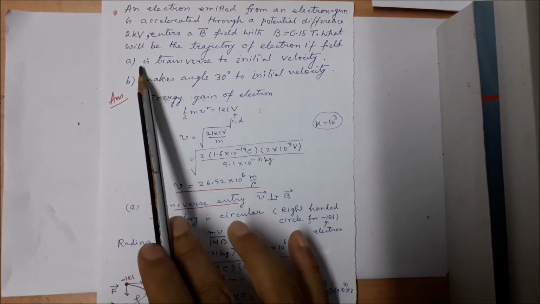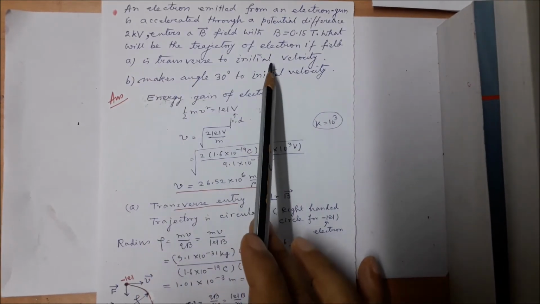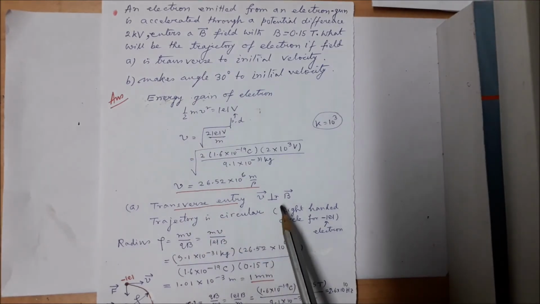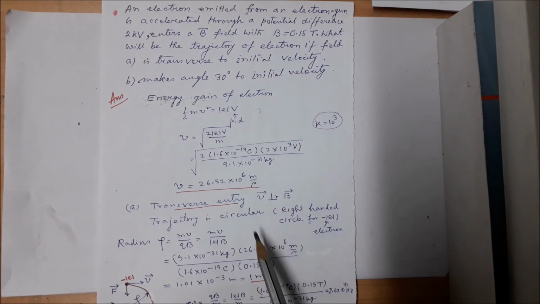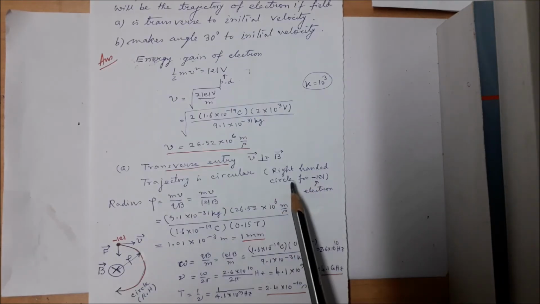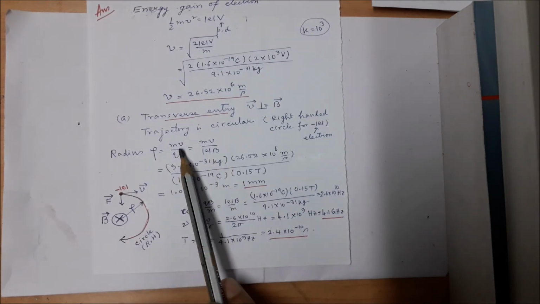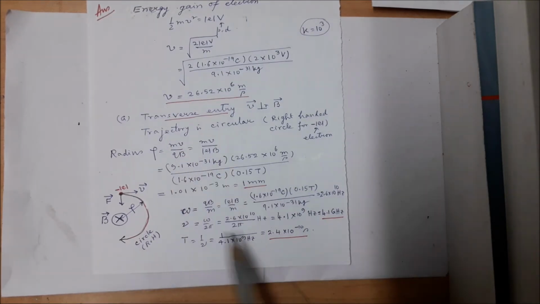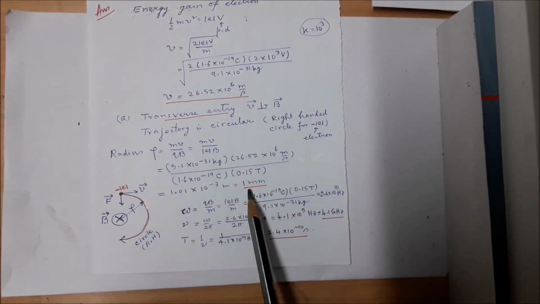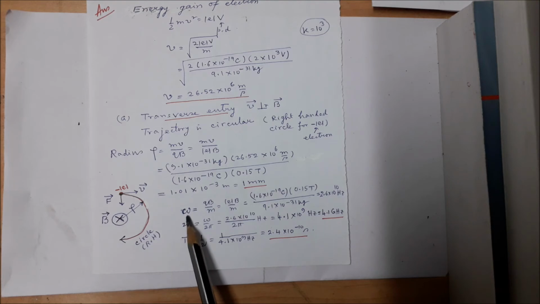Now in part A, the particle makes transverse entry, and transverse entry means v is perpendicular to B, so the trajectory is circular, and since it is an electron, it will be a right-handed circle, and the radius is as per the formula mv by qB, and if we put the values and simplify, we end up with rho as 1 millimeter. The frequencies are of these values and the time period is this one.